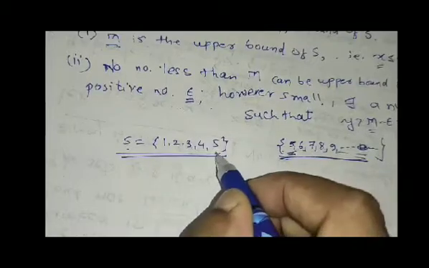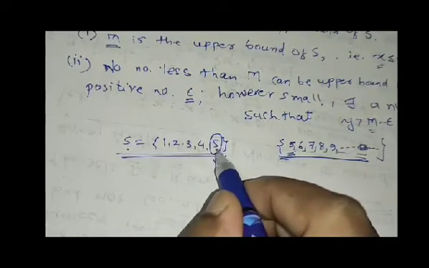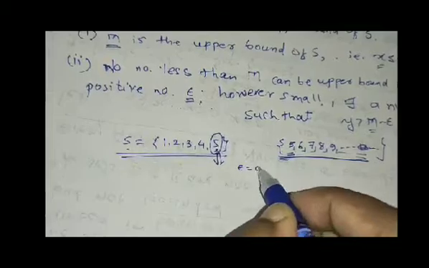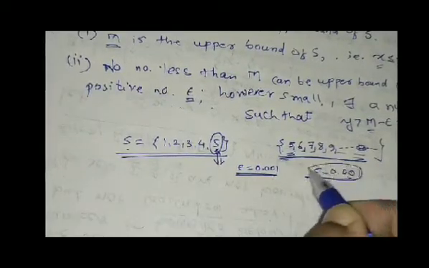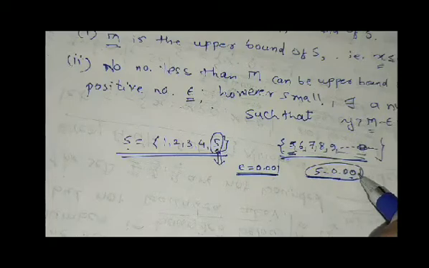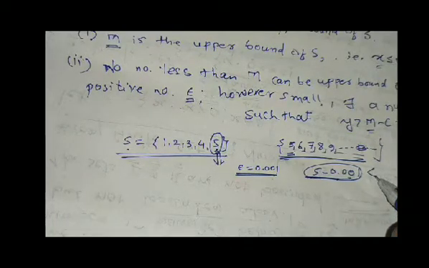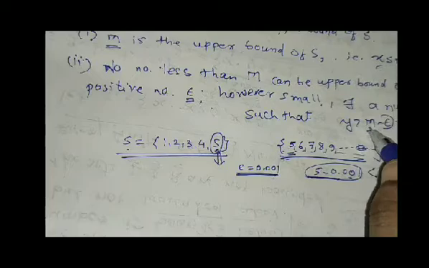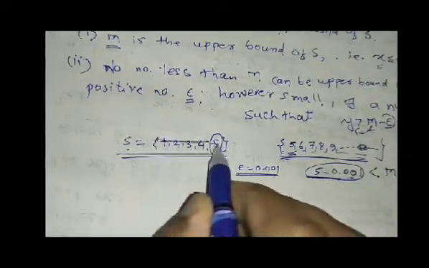These numbers are all upper bounds of S. But what can we say about 5? All elements 1, 2, 3, 4 are less than 5, and so 5 is the least upper bound. If we take epsilon equal to 0.01 and 5 minus 0.01, then whatever the number is, it must be less than 5, that is capital M. If we subtract any small epsilon from M, then y must be greater than that and belong to S. That means this example is not proper.